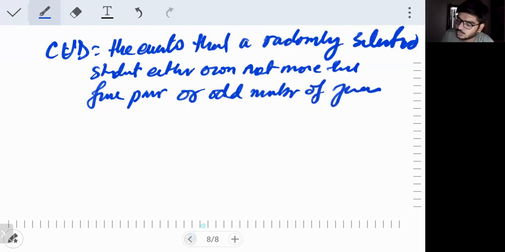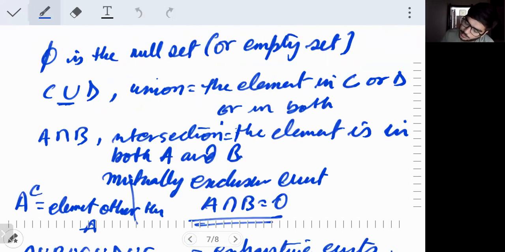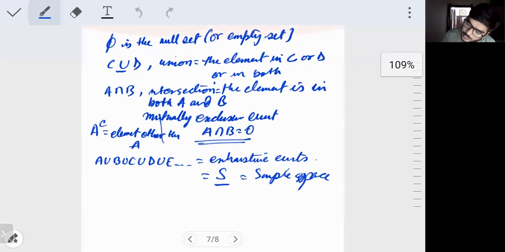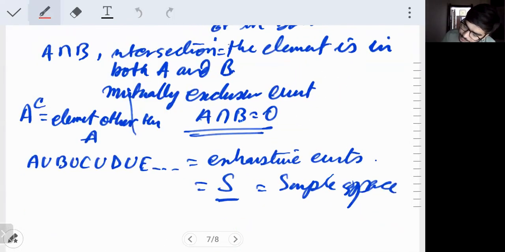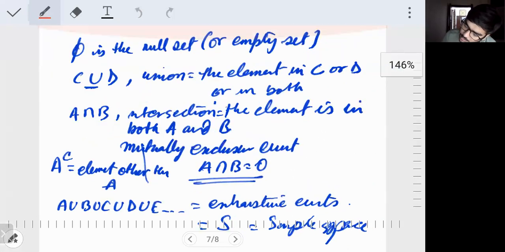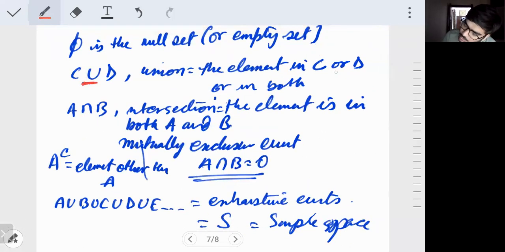One thing I forgot to explain: in the case of union, the keyword is or, and in the case of intersection, the keyword is and. Or means it can be in C, it can be in D, it can be in both. Any case can happen. And means it has to be in A as well as in B, right?